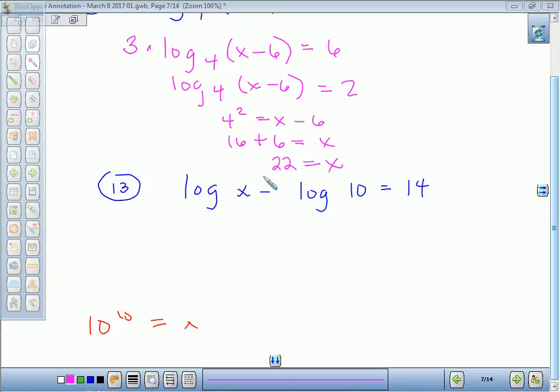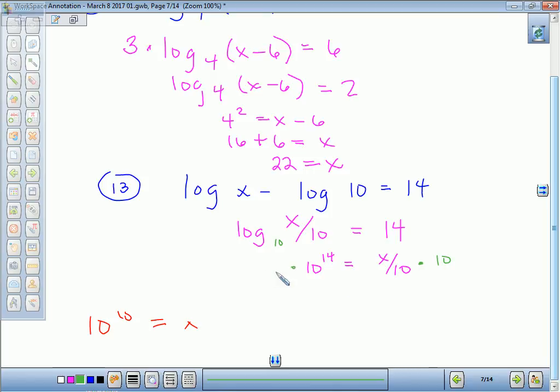So we're going to take the subtraction and turn it into what? Division. So this becomes log of x divided by 10 equals 14. And this is obviously base 10, the common log, even though there's no base written. So when we switch forms, we get 10 to the 14th equals x over 10. And so to solve, we would just multiply by 10.